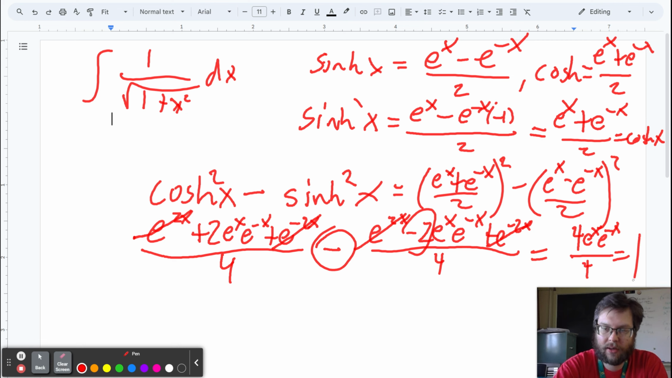You might wonder, okay, where'd the e to the x's go? 4 over 4 is 1. E to the x times e to the negative x: you add the exponents together because they have the same base, you get e to the 0, and that's equal to 1. And so we have this really nice thing, similar to cosine squared plus sine squared equals 1. It's just cosh squared minus sinh squared equals 1.